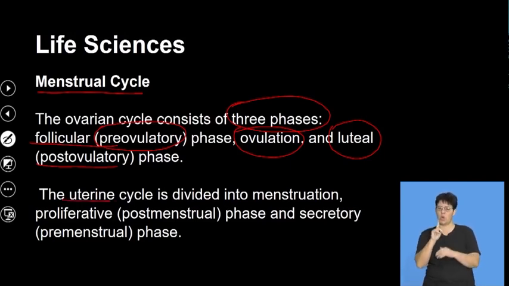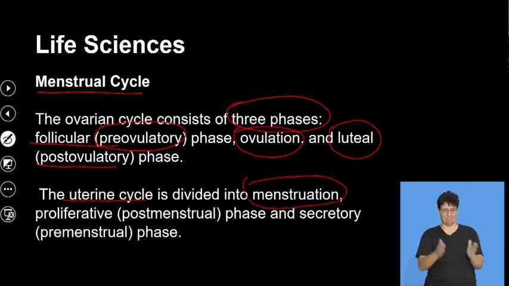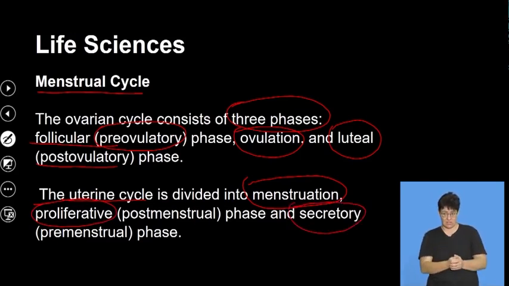When we look at the uterine cycle, this is divided into the following phases. So we refer to the process of menstruation. We also refer to the process of the proliferative stage, as well as the last phase of the secretory or the premenstrual phase. So we're going to try and unpack these by looking at each one in detail.